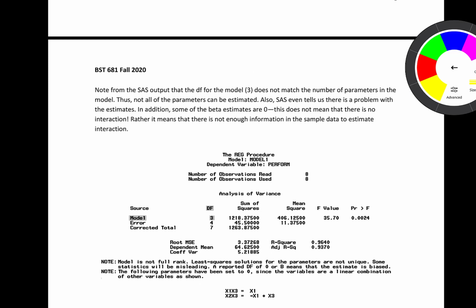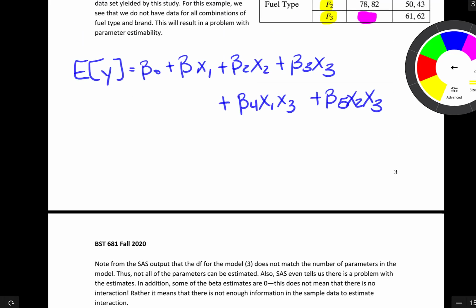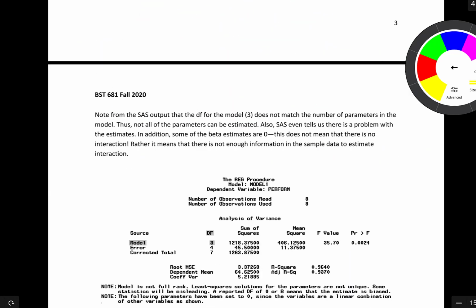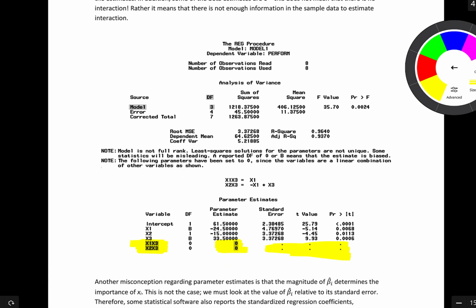So even though these beta estimates are 0, this doesn't mean that there's no interaction. It just means there's not enough information in the sample data to estimate that interaction. And again, it's because for some of these combinations, we don't have any data. If we don't have any data for the combinations, we're not going to be able to estimate that interaction. And we can see here that SAS does give us a warning to let us know it's not that these parameters are estimated to be 0, it's that we don't have the data.